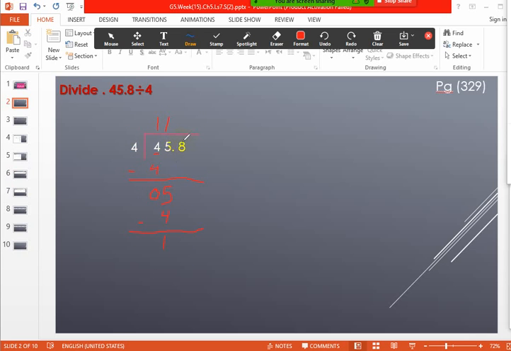But before I take the 8 down, here I have a decimal point between 5 and 8. And as you learned, I have to put the decimal point up in the quotient. I will take this point up and put it in the same place, so it will be after the 1. Then I will take the 8 down here. So the number becomes 18.